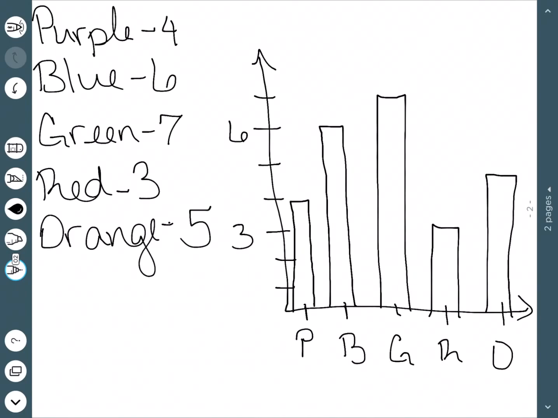Note that the bars do have spaces between them, and the bars should be the same width, and these spaces should be the same as well. It's not in this graph because I did it by hand, and well, no one's perfect, but we did approximate the best that we could.